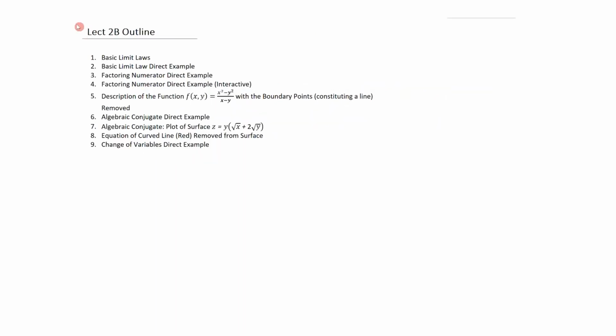So as usual, the second slide is just an outline of the material to follow in this lecture, and there are just 9 items here. You can just quickly scroll through them to basically see the material that's coming in the next couple of slides.